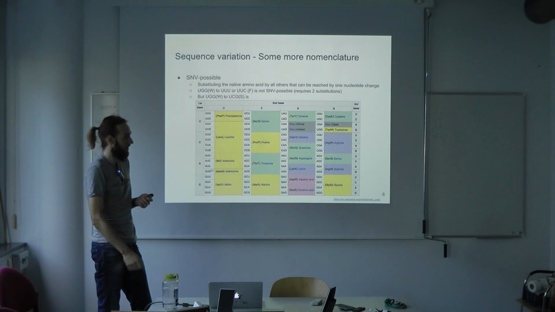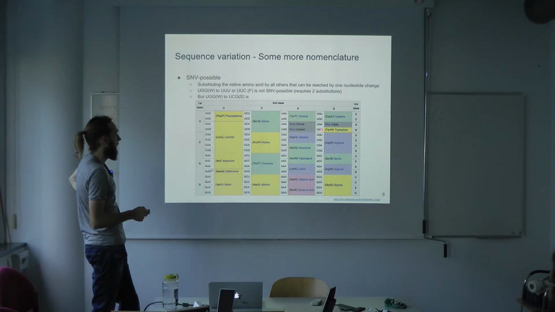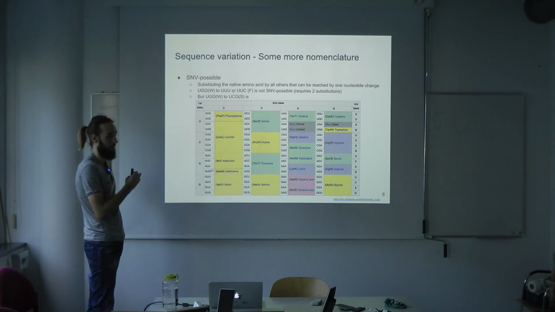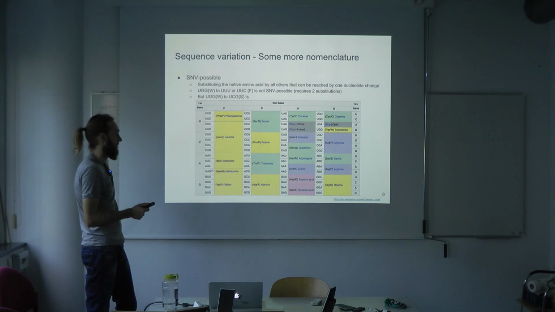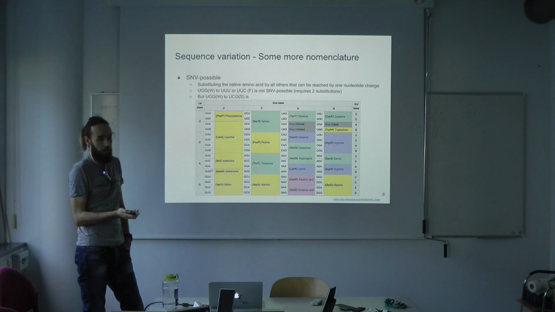So that's the genetic code. For example, if we look at UGG, which codes for tryptophan here, we want to go to phenylalanine up here. This is coded by UUU or UUC, and we have UGG, and you can see that we have to change the last two nucleotides to get to phenylalanine. So this is not an SNV possible change. If we have tryptophan, we cannot go in just one SNP to phenylalanine. However, to serine, for example, UCG, we can go by just changing the middle nucleotide. So that's the idea of SNV or SNP possible.